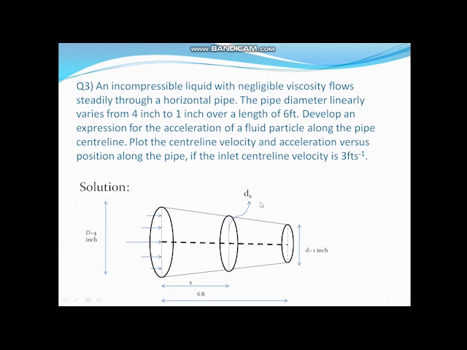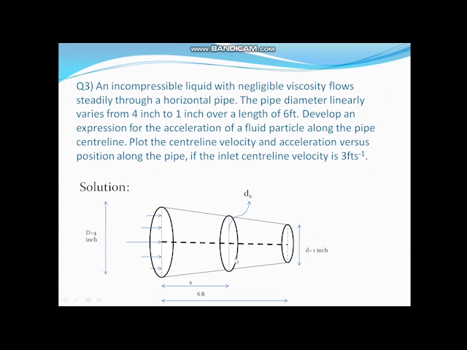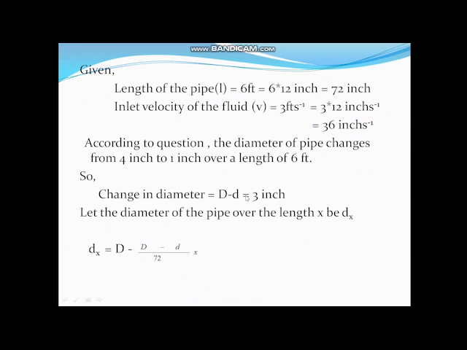Okay, so we are given the length of the pipe is 6 feet, which is 72 inch. The inlet velocity is 36 inch per second, and according to the question, the diameter of the pipe changes from 4 inch to 1 inch over a length of 6 feet, and the change in diameter is D minus d, which is 4 minus 1, which is 3 inch. Now let the diameter of the pipe at length x be dx. Since you have to find an expression, we will take another cross section at a length x of diameter dx, and we can see the expression for dx in this way.